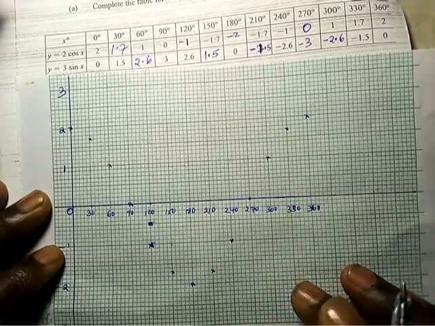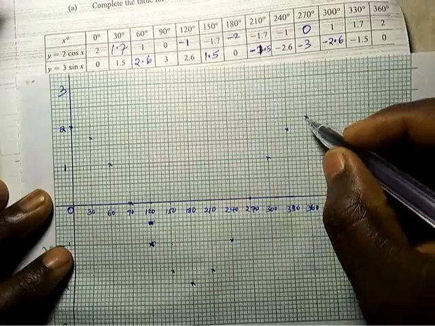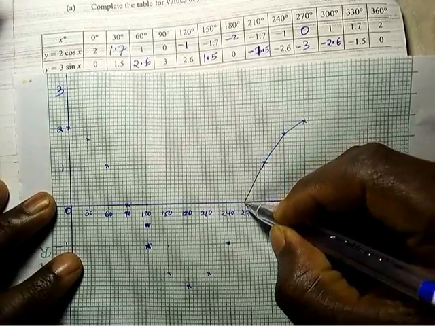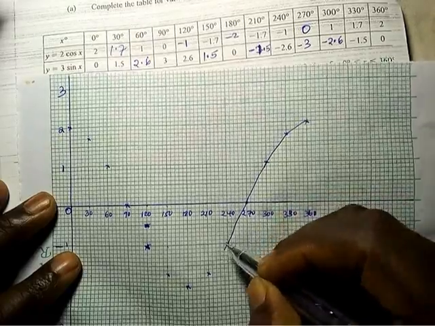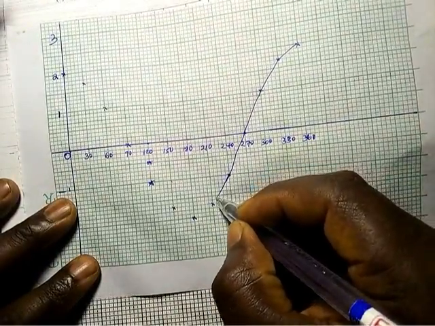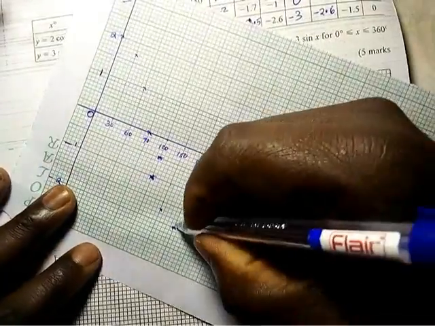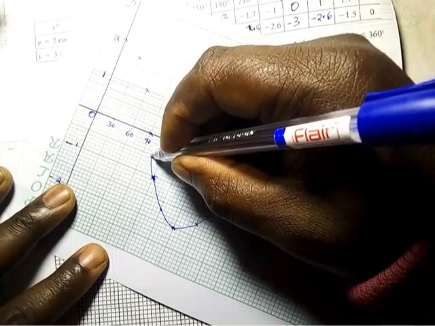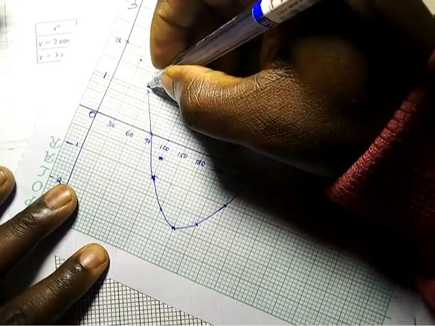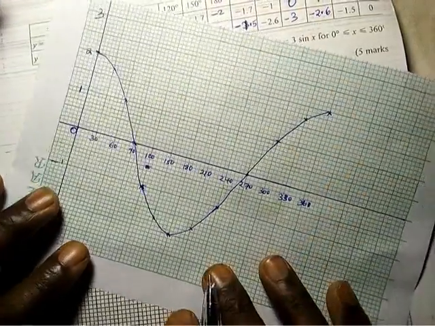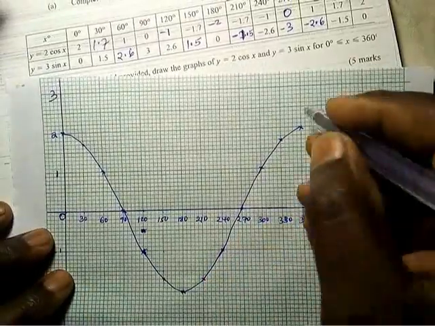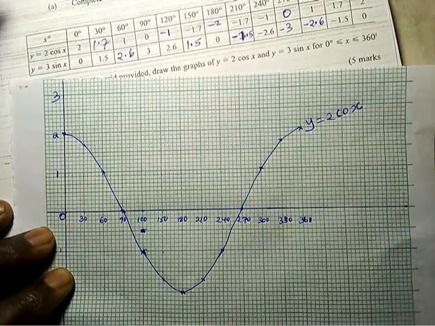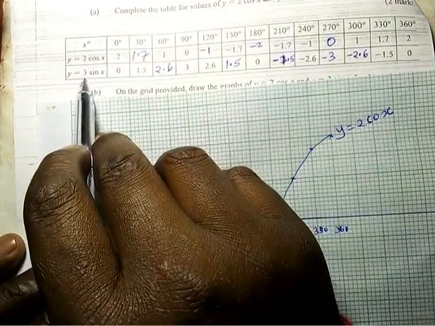Now we have our points, and then we plot a smooth curve. A smooth curve, like this. Yes, a smooth curve. Like that. Once you have drawn that smooth curve, you label this curve. This is y is equal to 2 cos x. So next one, now we start y is equal to 3 sin x.